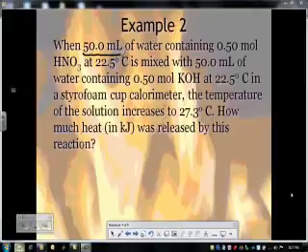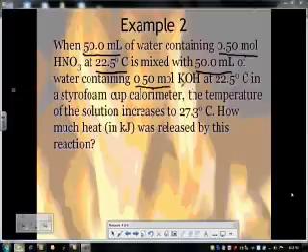So here's the important stuff. We have 50 milliliters of water that contains 0.50 moles of nitric acid, and its temperature is 22.5 degrees Celsius. Remember we used nitric acid for the copper lab. Yes. We had to do that part in the hood because it's very dangerous. We're going to mix that together with 50 milliliters of water that has 0.5 moles of potassium hydroxide, KOH, and that temperature is also 22.5 degrees Celsius.